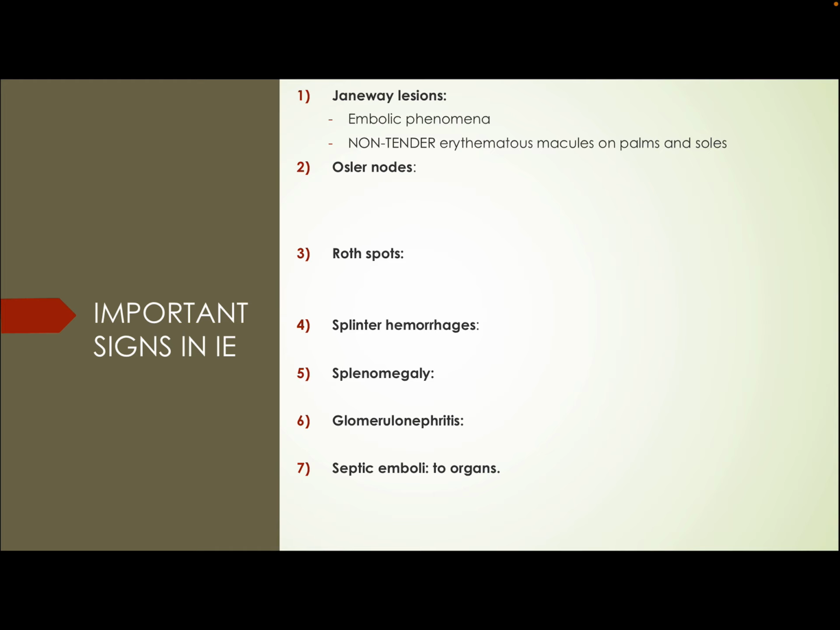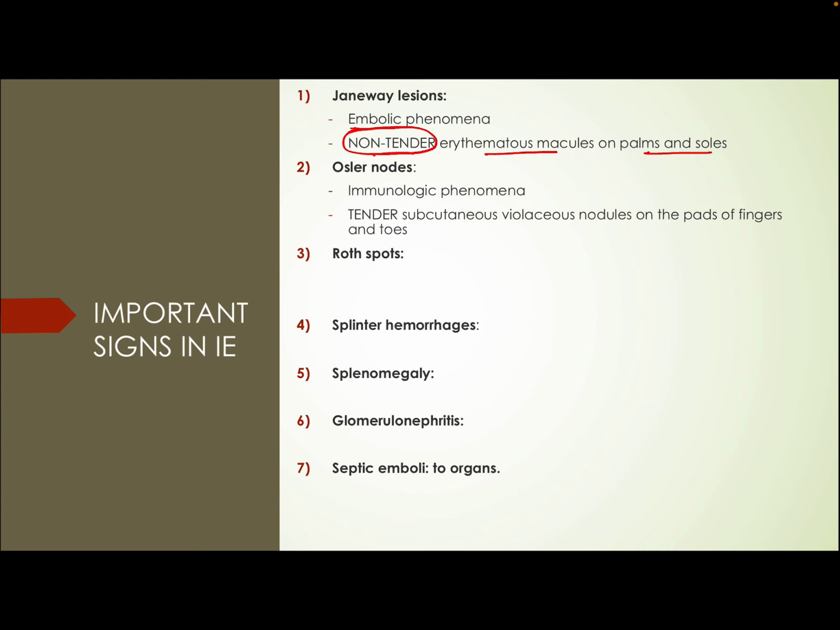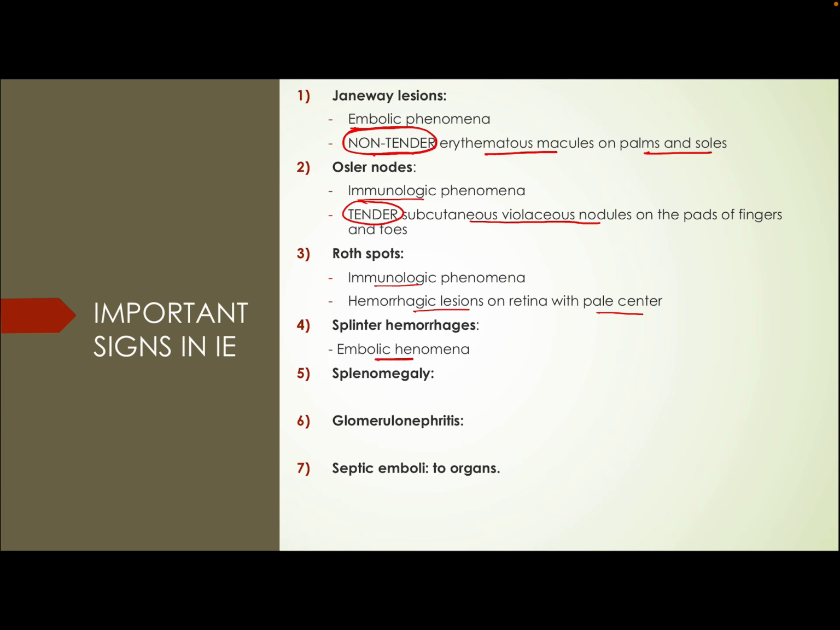So Janeway lesions are actually an example of embolic phenomena, and these are basically non-tender erythematous macules on the palms and soles. This is important, they are non-tender. Osler nodes are caused because of immunologic phenomena, so that's because of the antigen-antibody complexes. Osler nodes, on the other hand, are tender subcutaneous nodules on the pads of fingers and toes. Roth spots are also because of immunological phenomena, and these are essentially hemorrhagic lesions on the retina with a pale center. Splinter hemorrhages, again because of an embolic phenomenon.